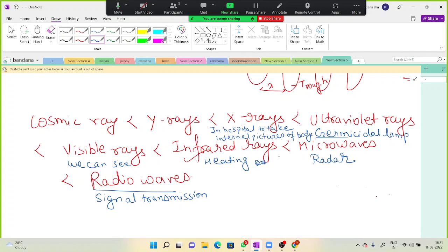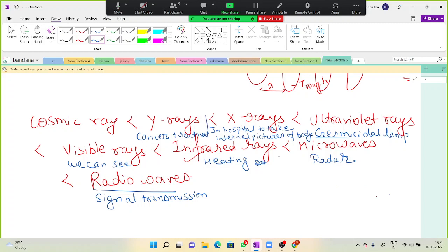Gamma rays are used for your cancer treatment, that is your chemotherapy. Okay, so you might have heard this word, chemotherapy. Nowadays it is very popular. But these gamma rays kill the good cells also.